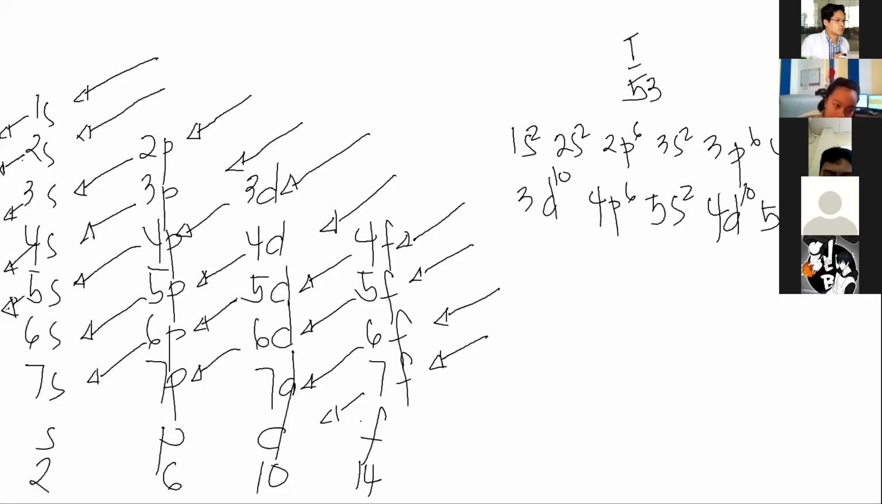Okay. 5p, 5p2, 5p6. What else? 5p1. If I put 1 here, how many electrons do we have? This is 5p. So you count again. 53.